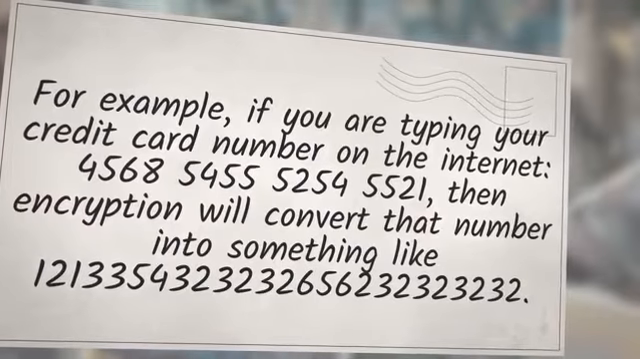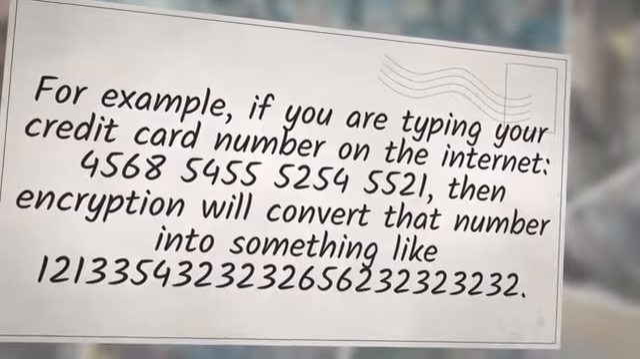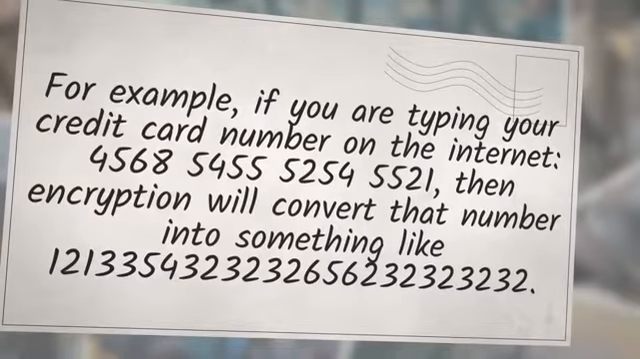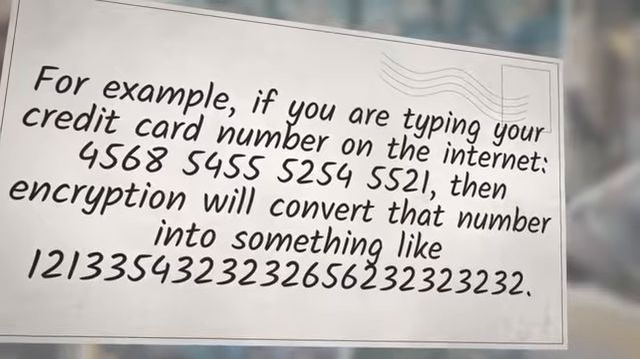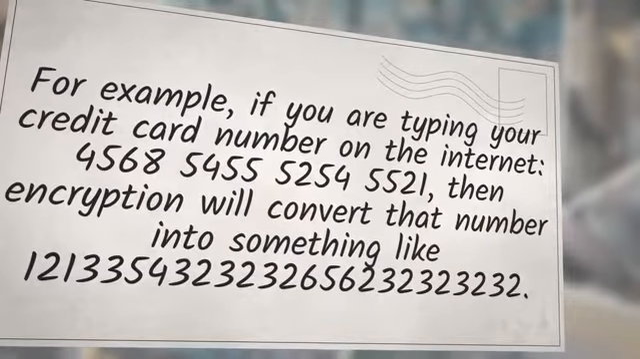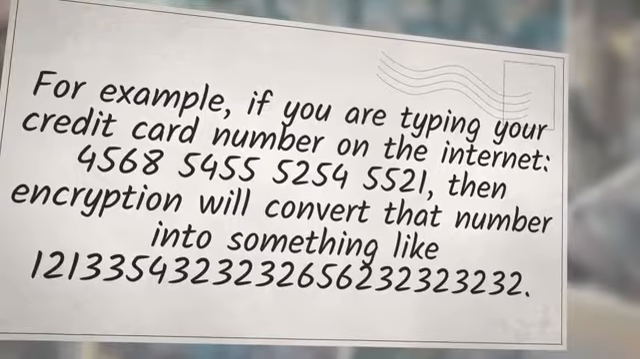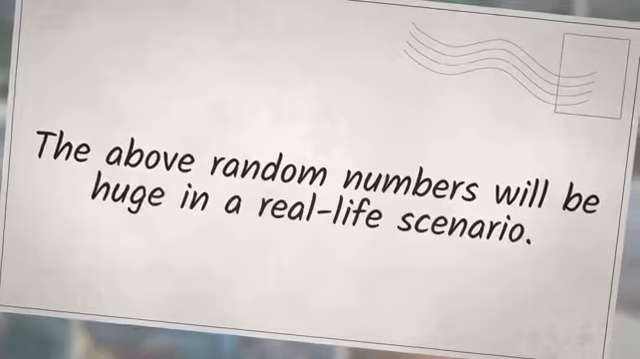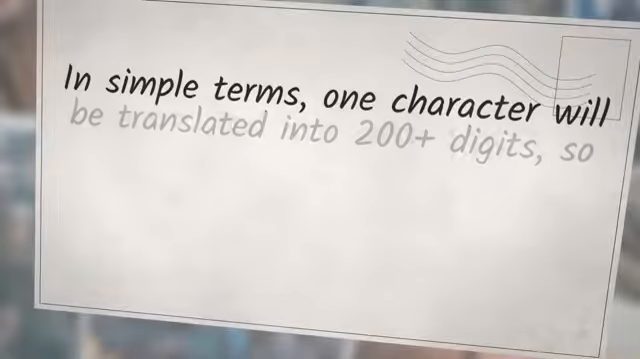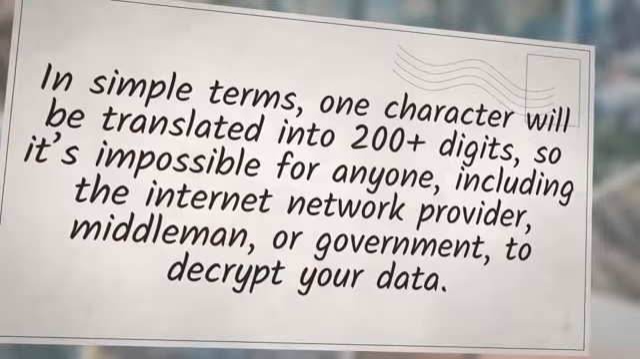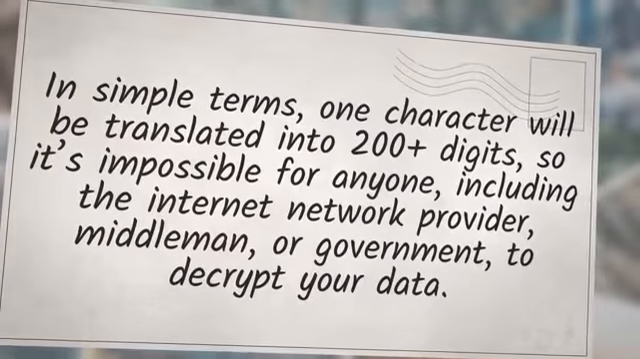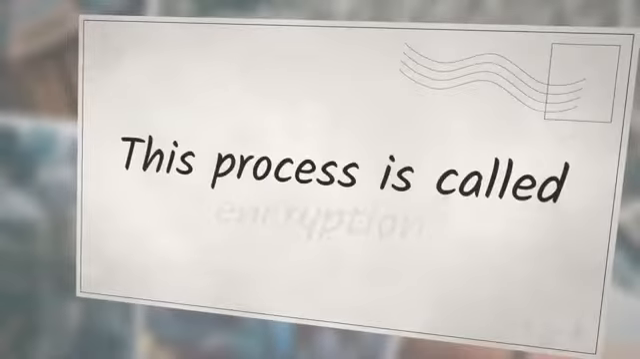4568-5455-5254-5521, then encryption will convert that number into something like 1,732,323,232,656,232,323,232,232. The above random numbers will be huge in a real-life scenario. In simple terms, one character will be translated into 200+ digits, so it's impossible for anyone, including the internet network provider, middleman, or government, to decrypt your data. This process is called encryption.